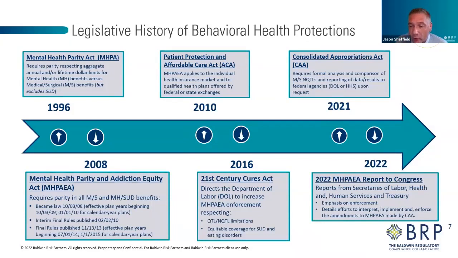their requirements under MHPAEA. 2021, we get the Consolidated Appropriations Act, the CAA. This required a formal written analysis in comparison of medical surgical NQTLs and reporting of data and results to federal agencies. So this is where we get this first kind of demonstrative obligation upon employer plan sponsors that they're going to create and maintain a written formal analysis demonstrating their comparison activities and their elective activities respective of NQTLs, or non-quantitative treatment limitations.